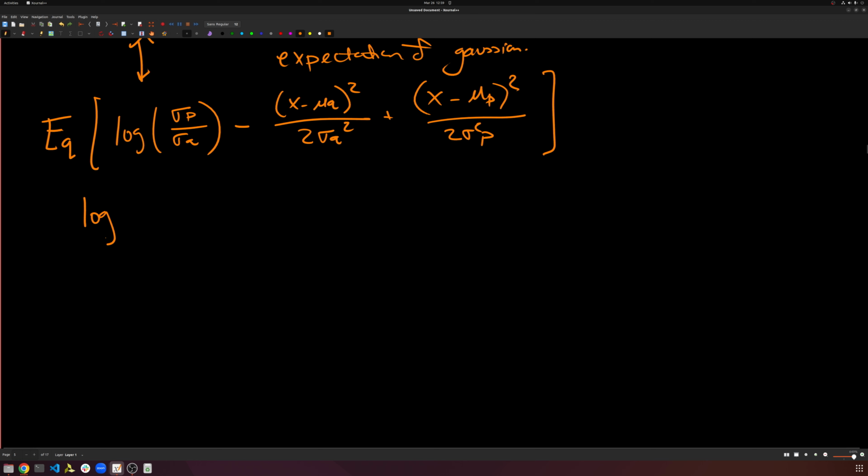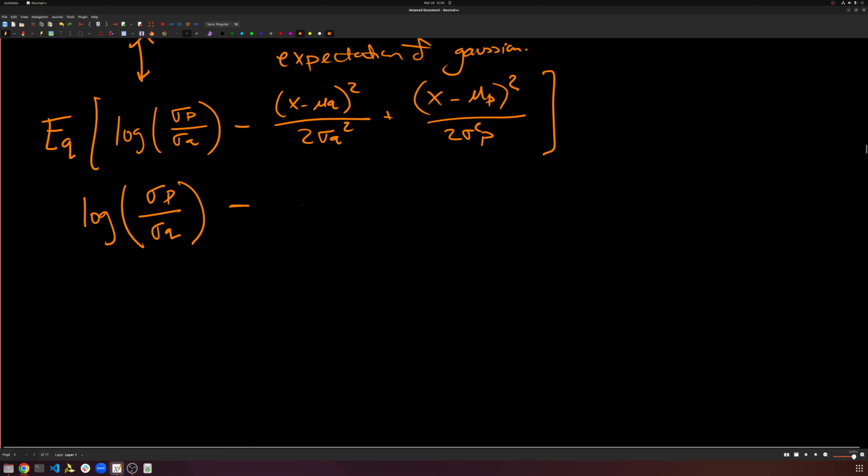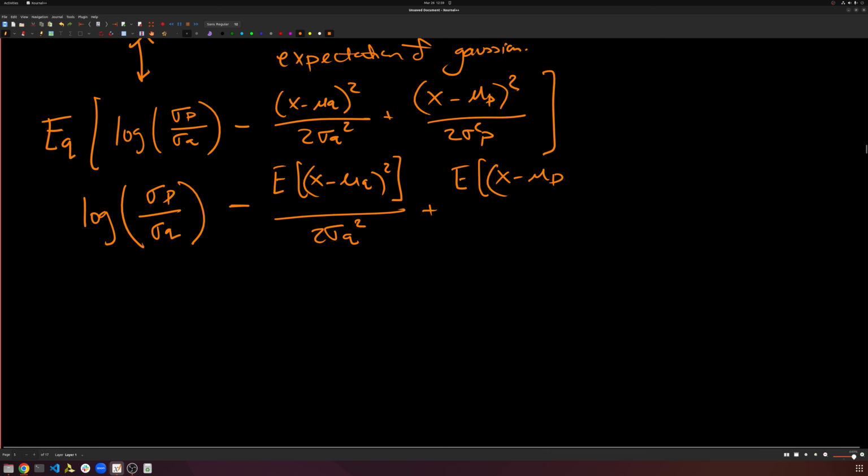So that's just going to be log sigma P over sigma Q. So there we go. Minus, the denominator here is a constant, right? It's just 2, but the numerator is not. So it's going to be the expectation of X minus mu Q squared divided by 2 sigma Q squared. And then similarly, the last one's going to be the expectation of X minus mu P squared over 2 sigma squared P. And again, remember, these are expectations over the distribution Q.